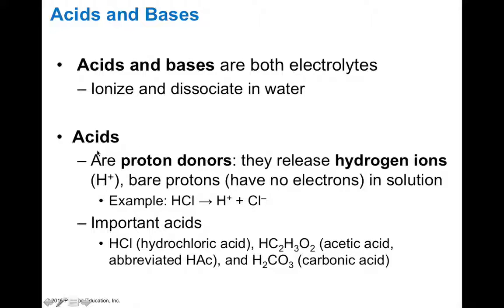We define an acid as something that donates protons. And in this regard, we're talking about hydrogen ions. If y'all remember, a hydrogen atom is really just a proton in its more common form. And these bare protons really don't have electrons in solution, so that it's just a proton in itself. But solutions that have a lot of just hydrogen ions in them, we call acidic.